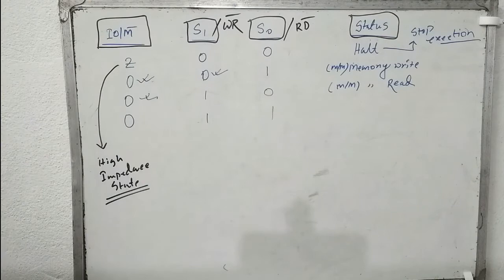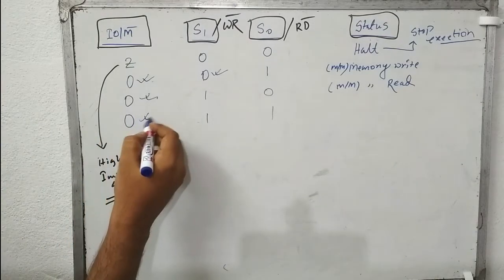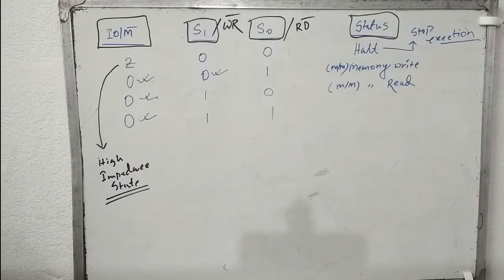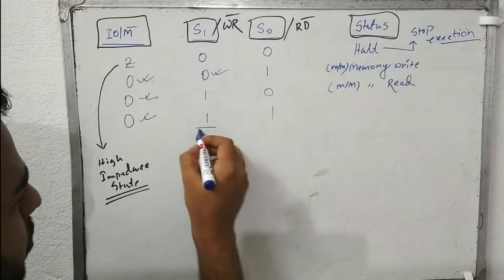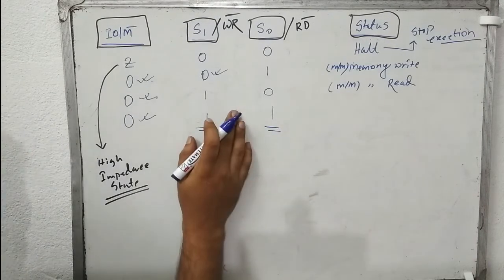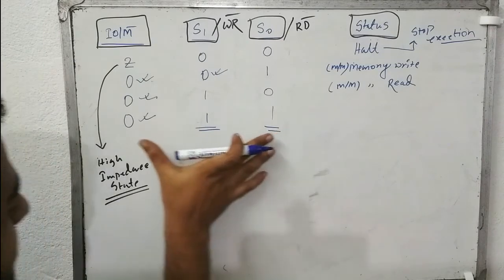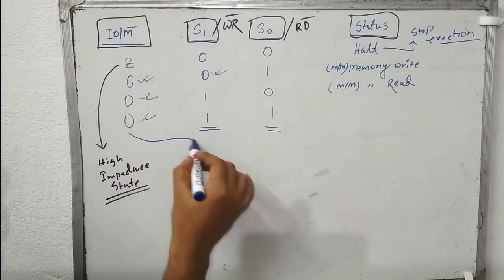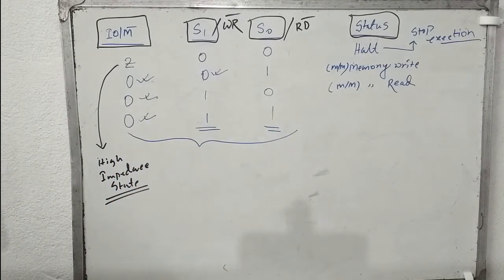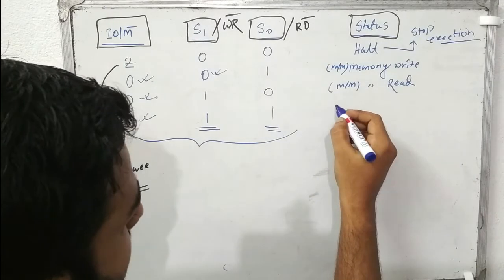As you can see, there is also a 0 0 here, which means it's a memory related operation, but both are 1, which means neither the write nor the read operation will be activated. So in that case, this code defines an important machine cycle, which is fetch.